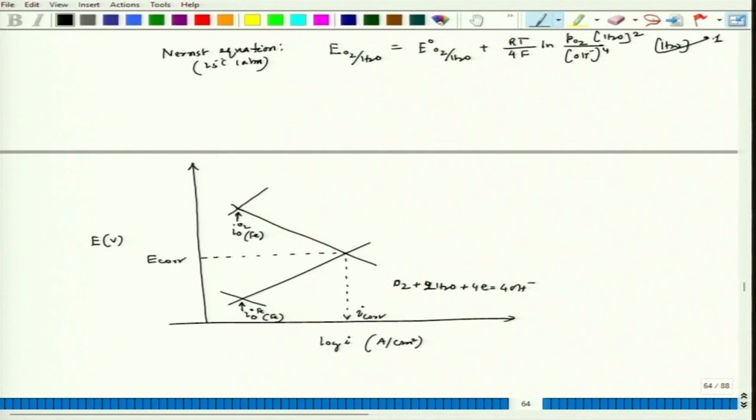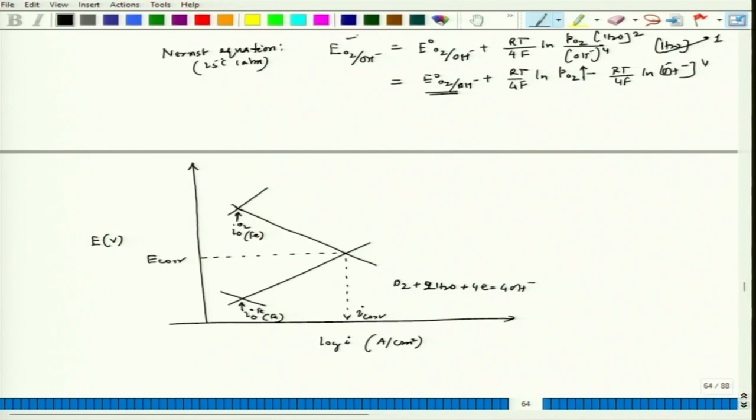So, that time this relation would become E naught of O2 by OH minus, sorry, not H2O, this is OH minus, because O2 is converting to OH minus, plus RT by 4F ln PO2 minus RT by 4F ln OH minus to the power 4. So, this is the equation. Now, if we increase the partial pressure of oxygen, that means if we increase the dissolved oxygen in the aqueous solution, then this value is constant at a particular temperature and pressure.